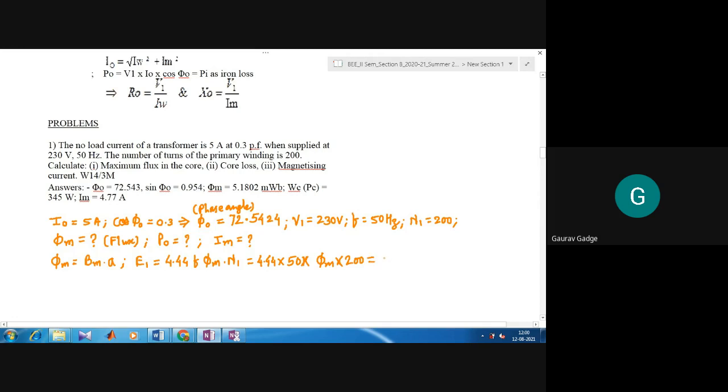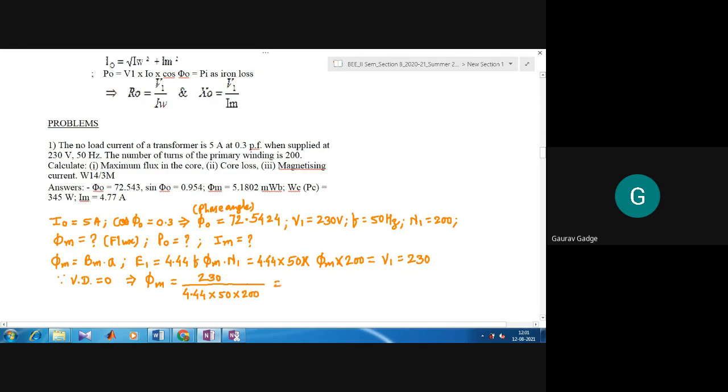E1 is nothing but the V1. And what is V1? It is 230 volt. Because still we don't have the voltage drops का formula here. So voltage drop हम लोग यहाँ पर क्या कर रहे हैं? Since voltage drop is considered to be 0. Okay, so now the value of phi m can be calculated. So how much time you need? Only 1.5 minutes you have to solve this particular numerical. Okay, so phi m is equal to 230 upon 4.44 multiplied by 50 multiplied by 200.